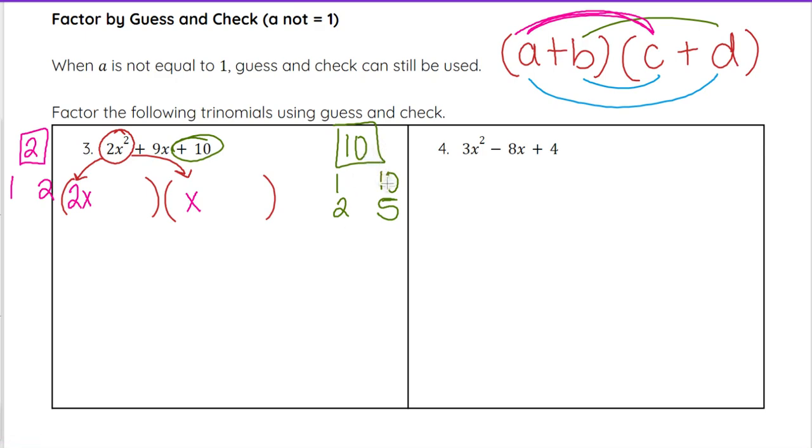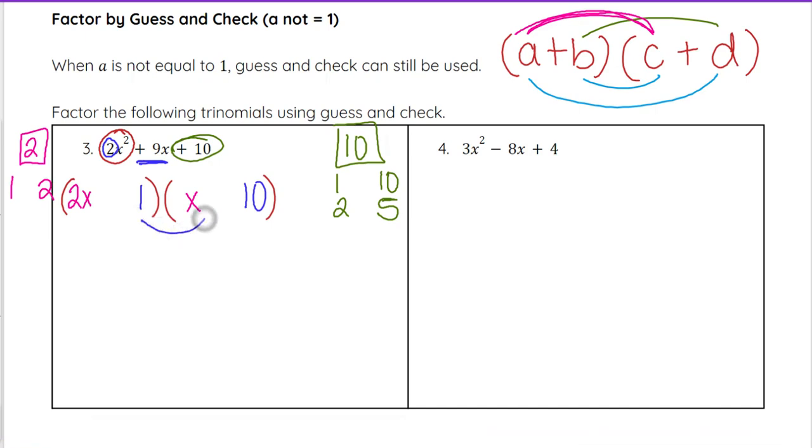Now, we can't just say, oh, 1 and 10 work or 2 and 5 work because they add to this 9x. It won't work that way when we have a value other than 1 for our a. So because our a is 2 at the beginning in front of the x squared, it won't quite work. So instead, we want to go ahead and guess and check. So you're going to start with either 1 and 10 or 2 and 5. I'll start with 1 and 10.